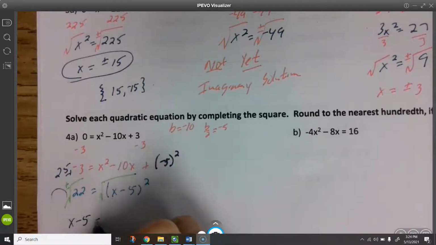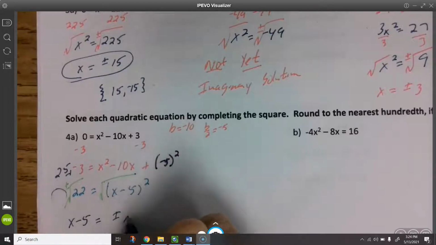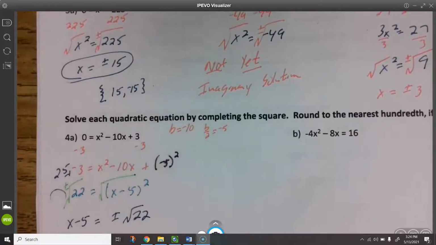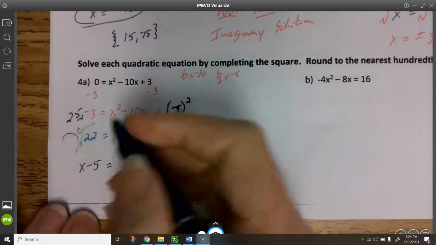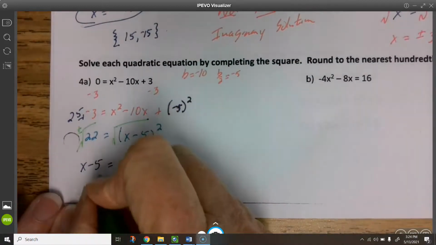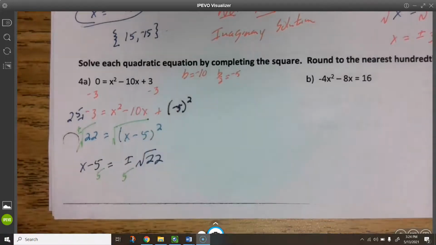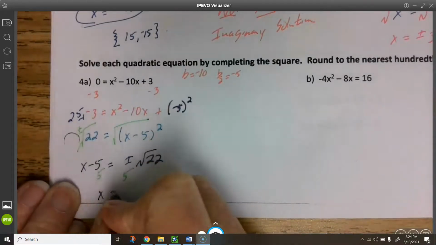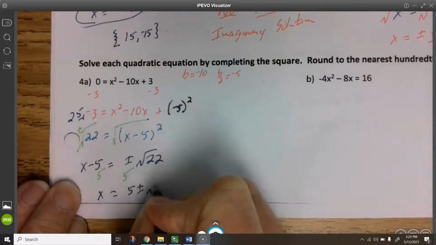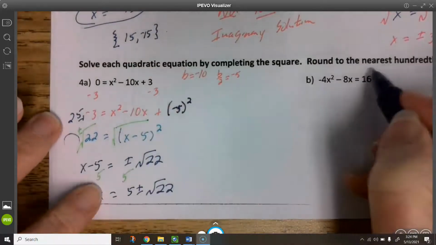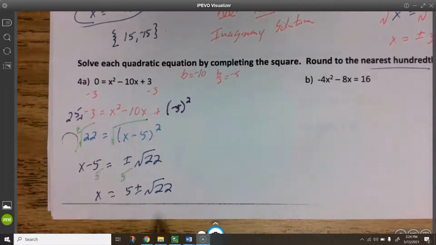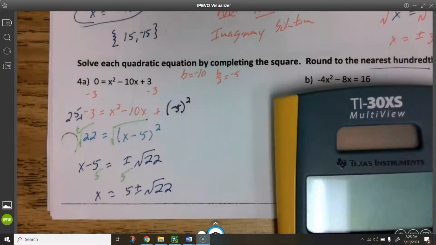x minus 5 is equal to plus or minus the square root of 22. So I'm going to add 5 to both sides. And therefore I get x is equal to 5 plus or minus the square root of 22. Oh, and we have to go further because it says round to the nearest hundredth. If we weren't rounding, that would be a fine answer. But because we're in Algebra 1, we have to keep going.